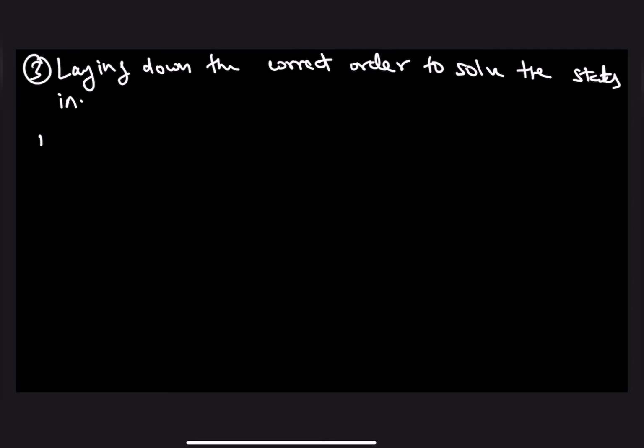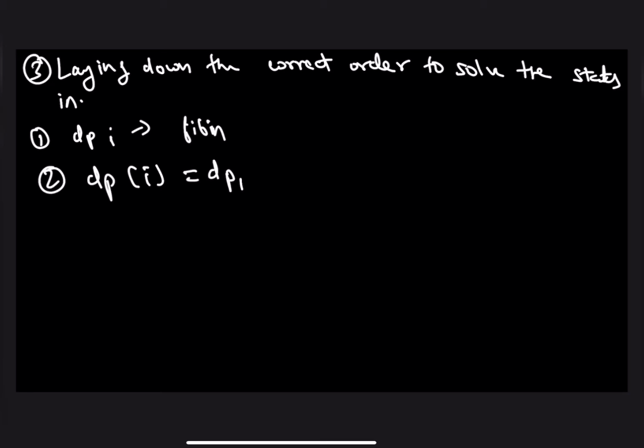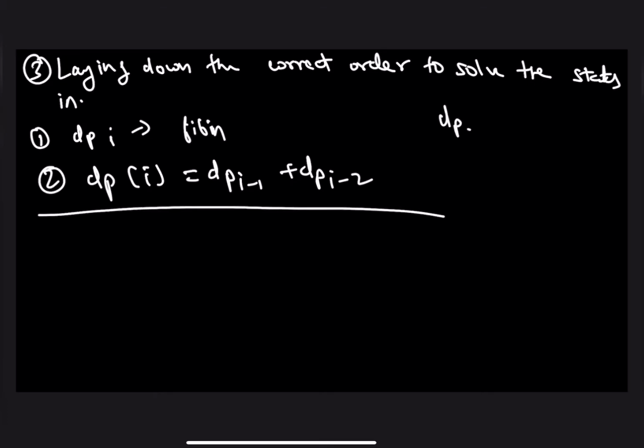So basically we had defined dp[i] equals Fibonacci of i, that is, dp[i] represents the ith term of a Fibonacci series. And the second subproblem was dp[i] equals dp[i-1] plus dp[i-2]. So these were the two subproblems that we had already solved, and the base cases for them were dp[0] equals 0 and dp[1] equals 1.